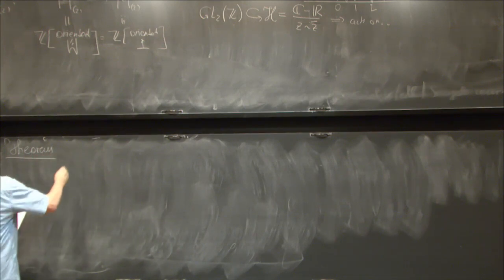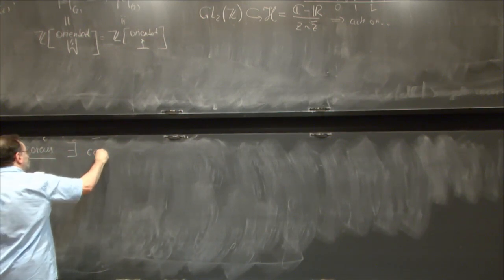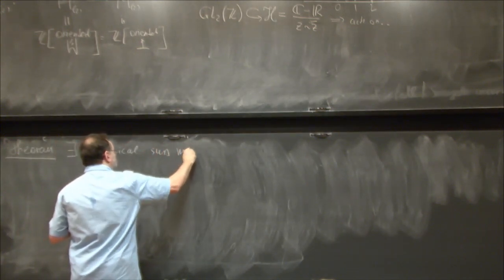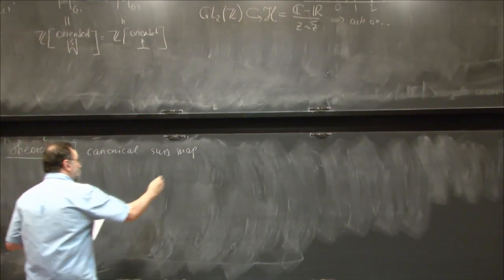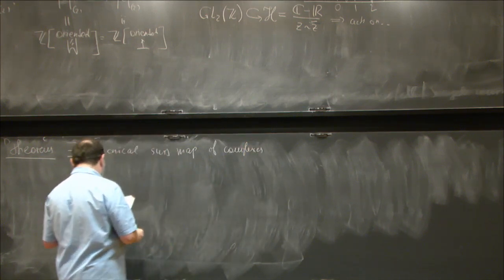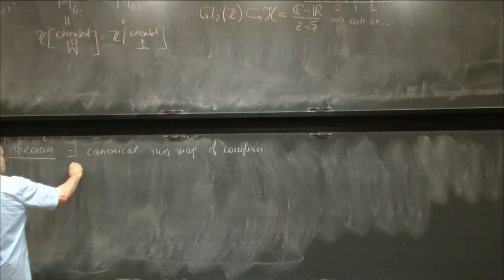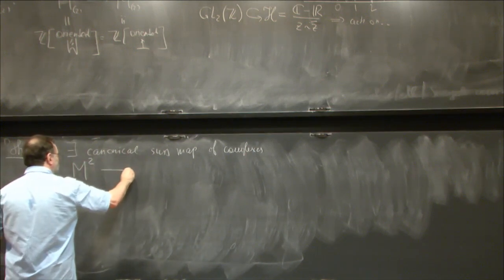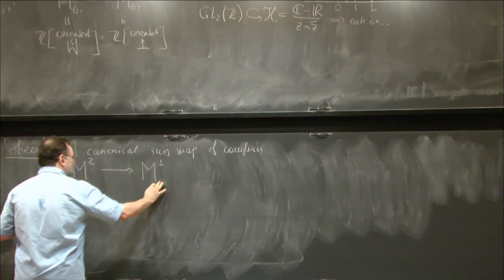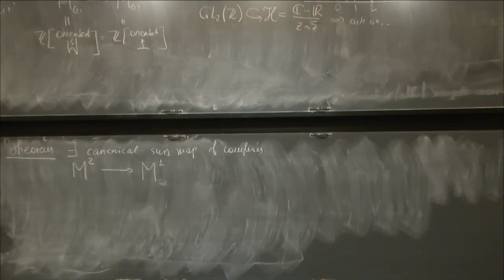So the theorem is that there exists a canonical surjective map of complexes. So here we take the modular complex. I write 2 all the time because modular complexes exist for any n. It exists for 100, for example. But since I'm using only M2, I'm no longer going to write it.